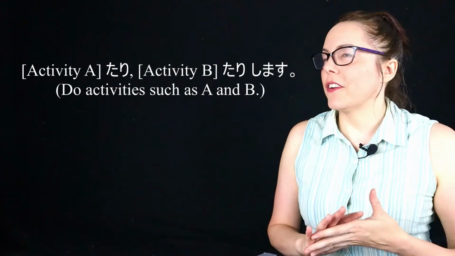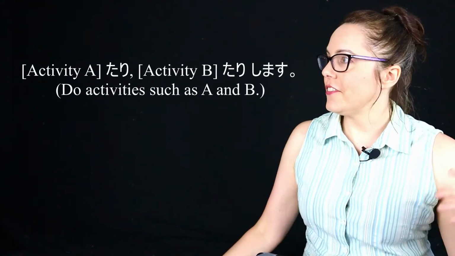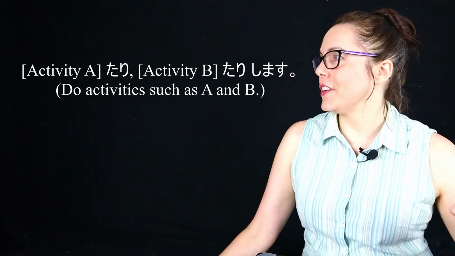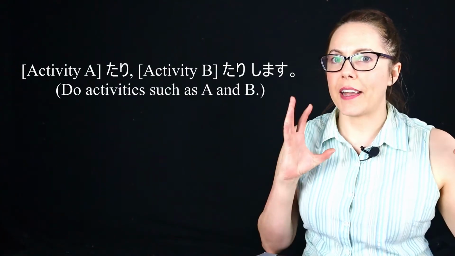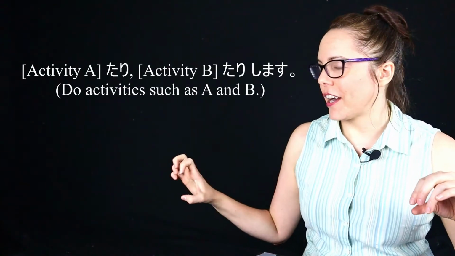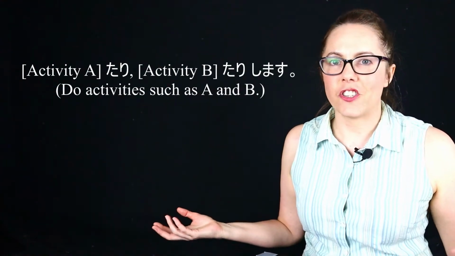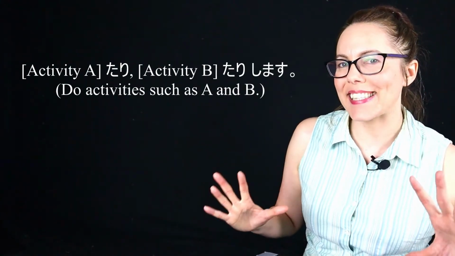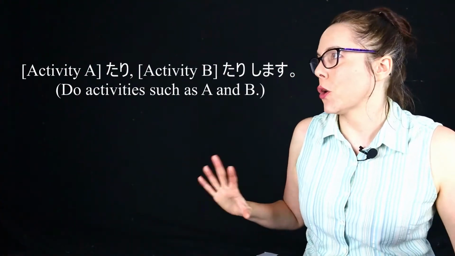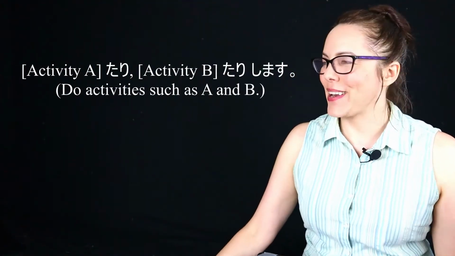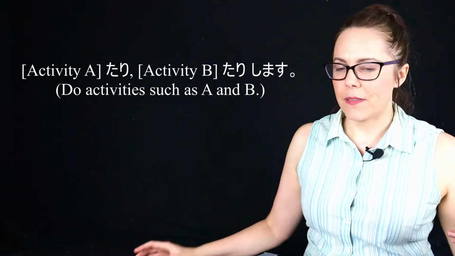And so here's the formula for using tari to talk about two verbs that you're going to do. Activity A, tari. Activity B, tari shimasu or suru. So it's like a verb tari, another verb tari, and then you always finish it up with suru or shimasu. If you listen to the English translation, today I'm going to do things like verb A and verb B, to do, suru, shimasu. So it makes logical sense that you would have the shimasu or the suru at the end of the sentence.